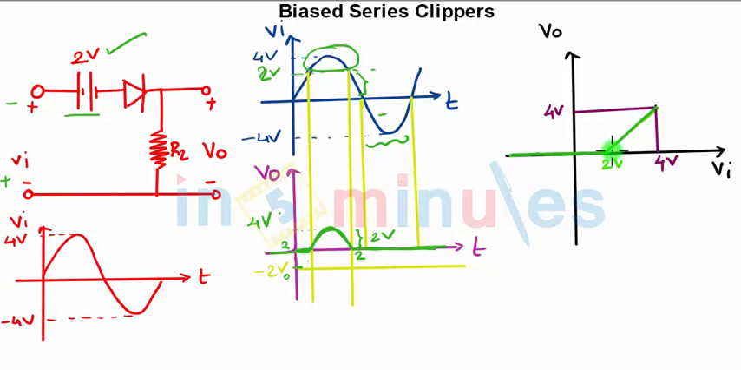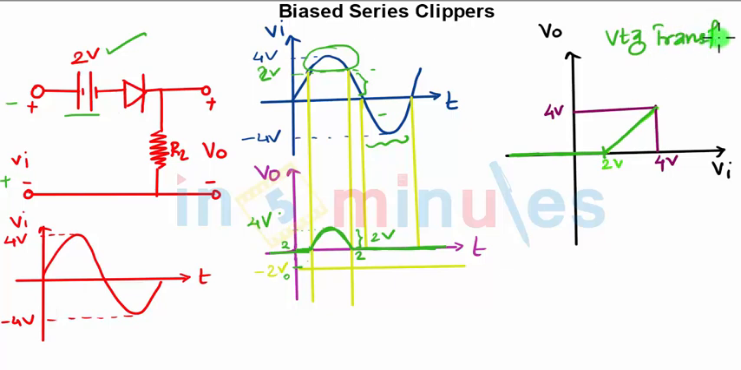And how to draw the transfer characteristics? After 2 volts you are getting the output. So after 2 volts, as your input varies, your output is varying. Below 2 volts the output is 0. So till 2 volts it is 0. After 2 volts it is going to 4 volts. This is the voltage transfer characteristics.